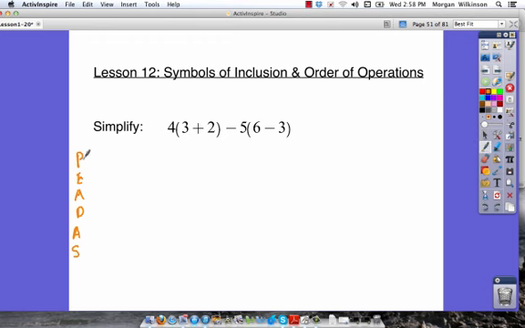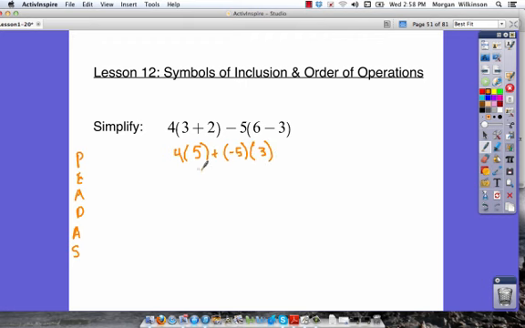So we know we need to do everything within parentheses first, so we're going to say 3 plus 2, that's 5. Okay, we're multiplying 4 times 5. And then remember we're always going to add, so we're going to say plus negative 5. Okay, and 6 minus 3, that's 3.